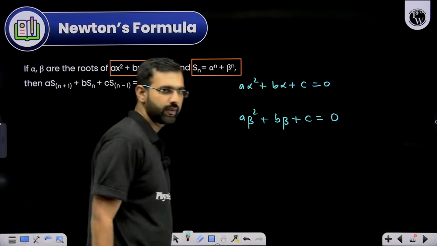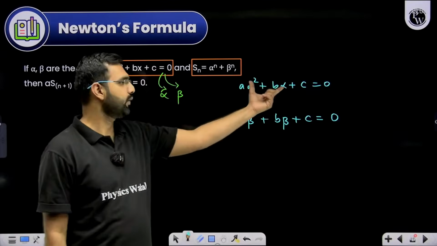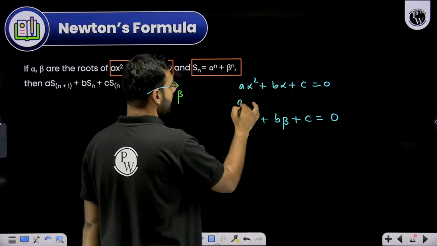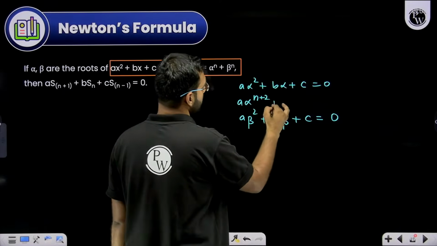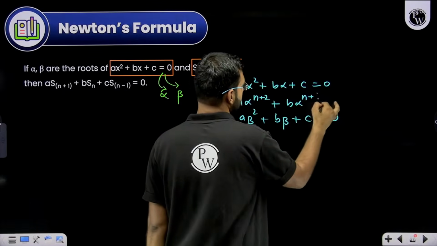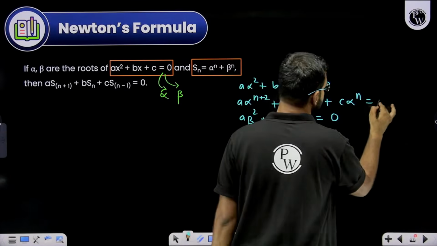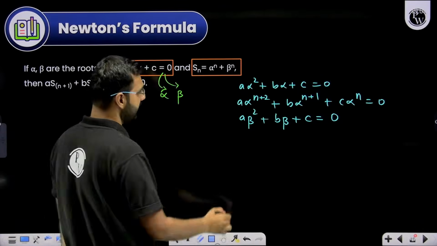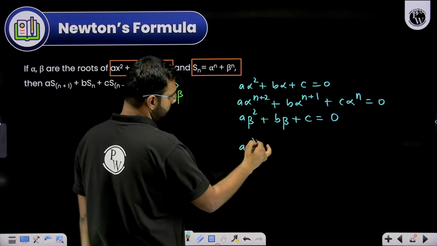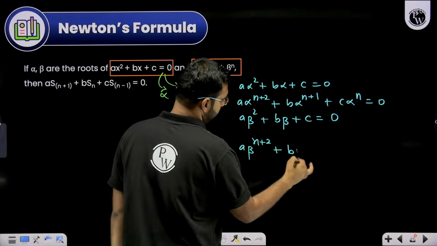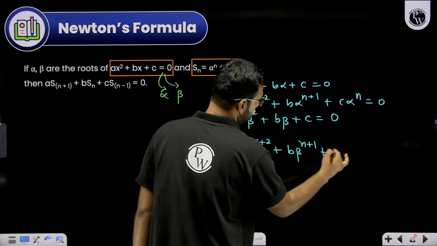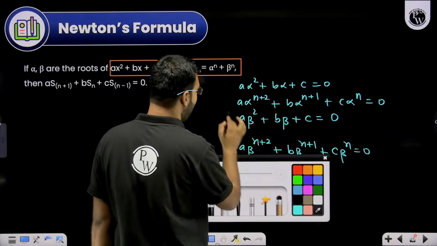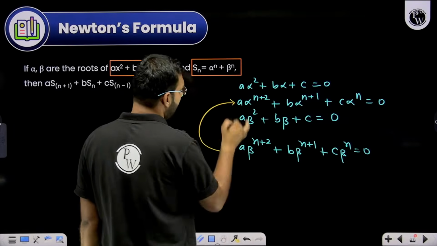Everybody got this? Now let's say I multiply this equation by alpha to the power n on both sides. So it becomes a alpha to the power n plus 2 plus b alpha to the power n plus 1 plus c alpha to the power n is equal to 0. Similarly, this equation, if I multiply by beta to the power n on both sides, it becomes a beta to the power n plus 2 plus b beta to the power n plus 1 plus c beta to the power n is equal to 0. Now what I do next is I add both of these equations.